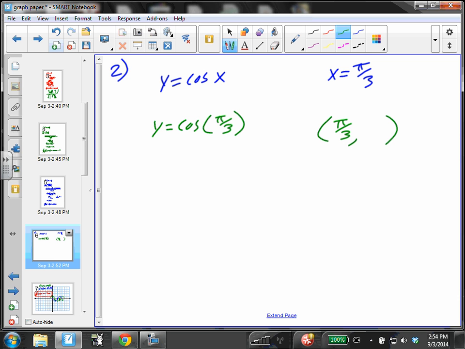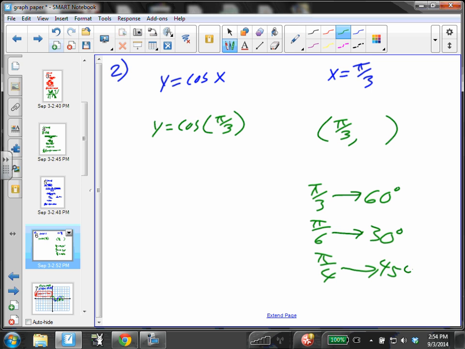Does anybody remember what kind of angle pi over 3 makes? Change it from radians into degrees. 60, right? Pi over 3 is 60. Remember, the rule is pi over 3 goes to 60 degrees, pi over 6 goes to 30 degrees, and pi over 4 goes to 45 degrees, right? Okay, so I'm going to draw a 30, 60, 90 triangle. So 30, which is the same thing as pi over 6, 60, which is the same thing as pi over 3, and then 90.